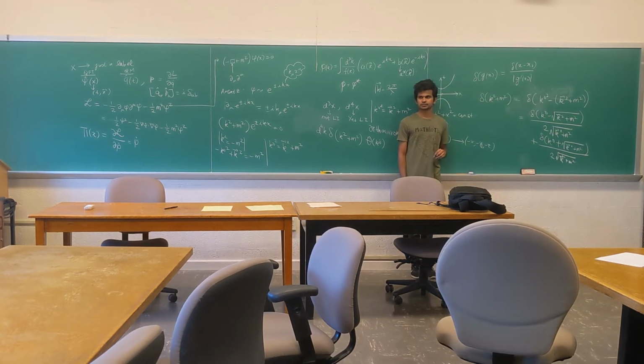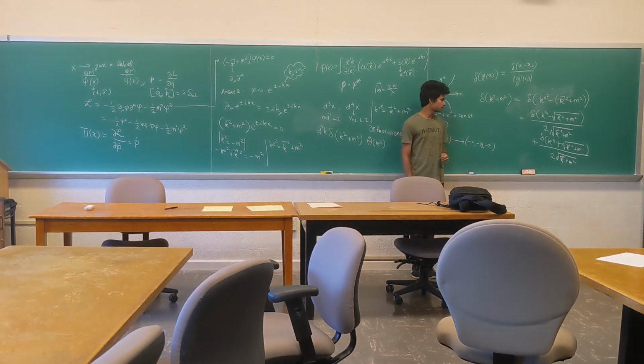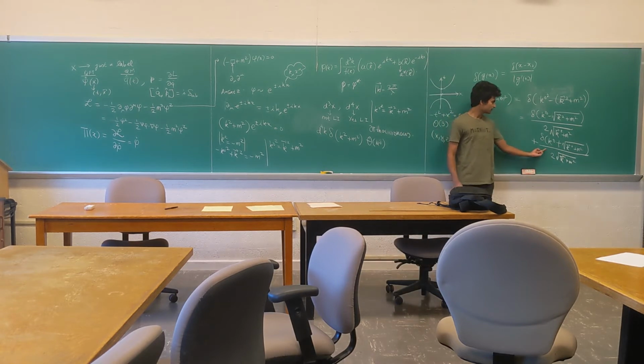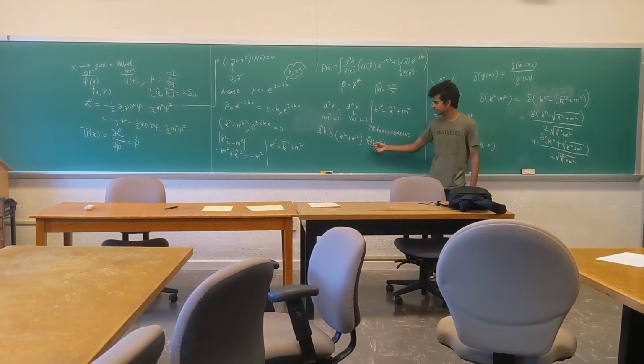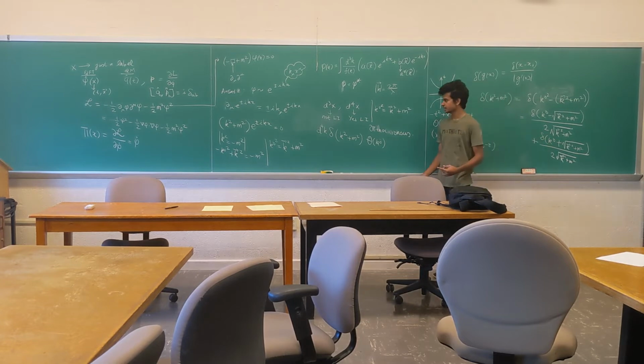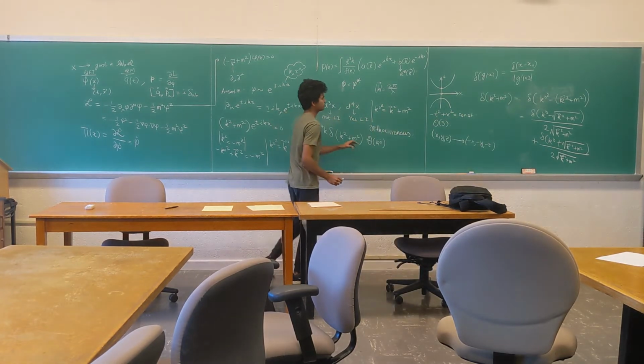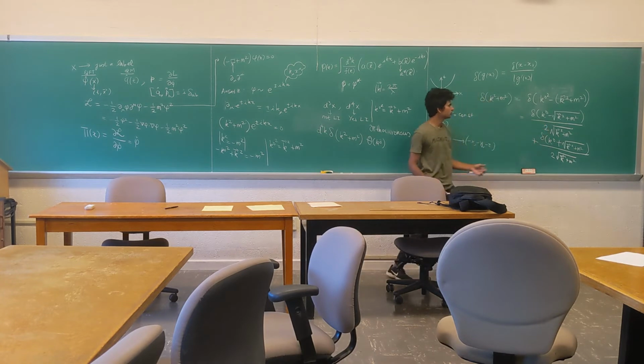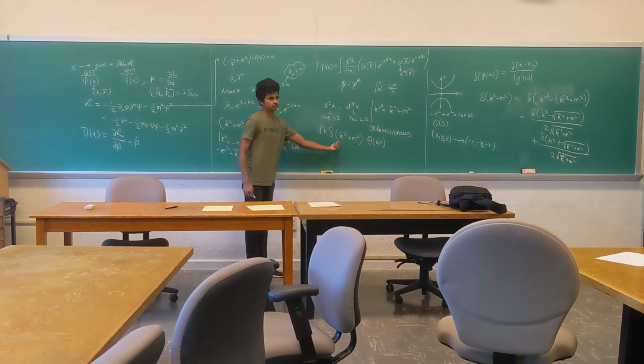Is that clear? Yes. So we don't have to think about this guy because we are restricting k naught to be positive. So if this delta function demands k naught is negative square root of k squared plus m squared, which is something that we don't want. So we can put the first term only over here.